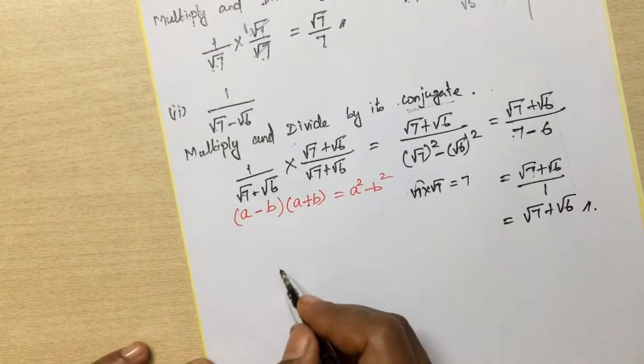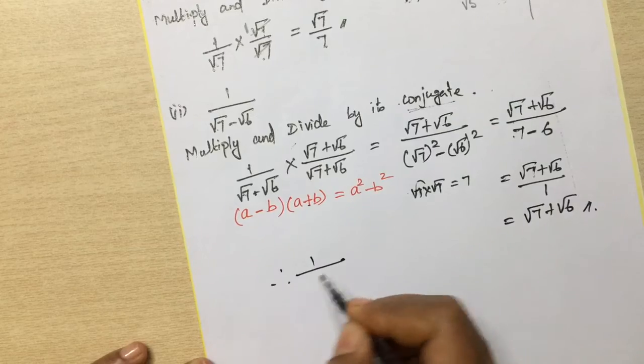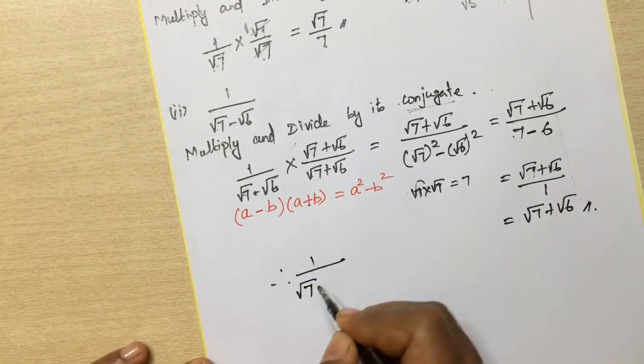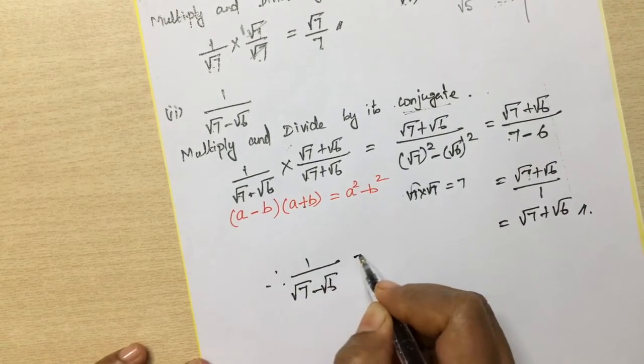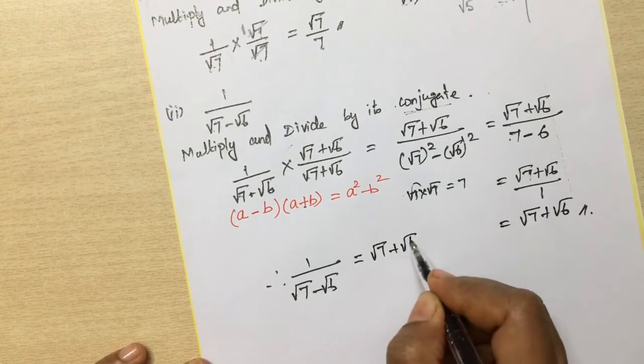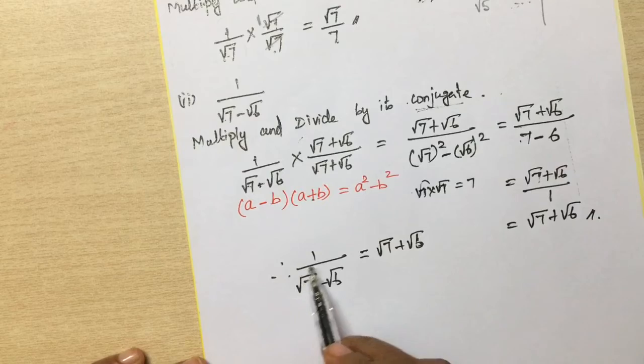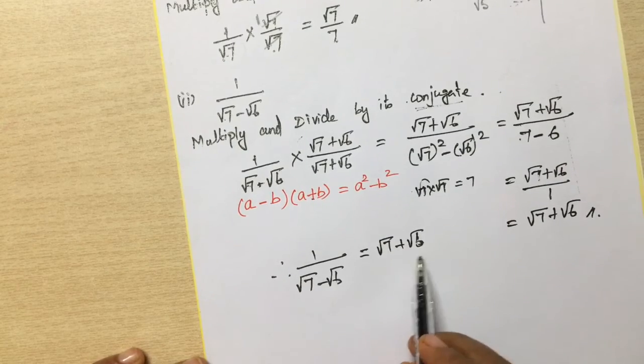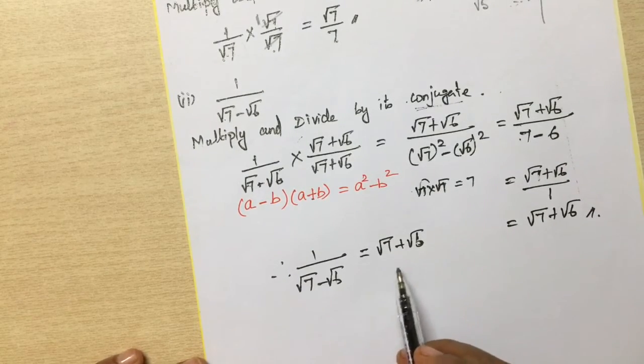So therefore we can say that by rationalizing, 1 by root 7 minus root 6 is equal to root 7 plus root 6. The denominator has become 1. From the irrational number, we have changed the denominator to a rational number, which is 1.